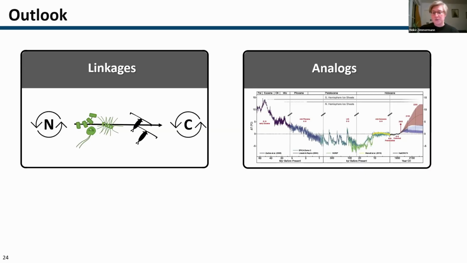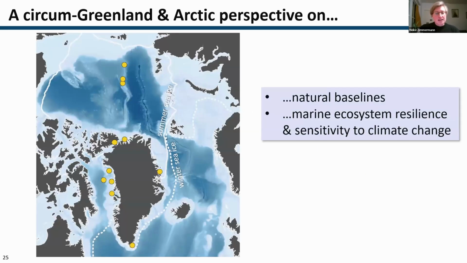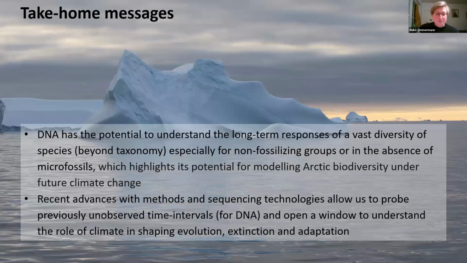Finally, we want to look into the analog potential and use past interglacials to model future biodiversity. But the IDP samples are not the only things we are working on. We are currently compiling shotgun sequencing in a Greenland and an Arctic perspective to create natural baselines for biodiversity over time, and to look into marine ecosystem resilience and the sensitivity to climate change.